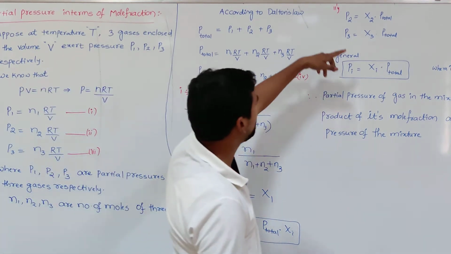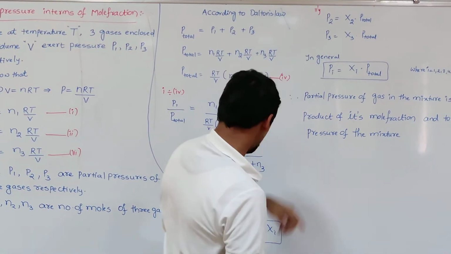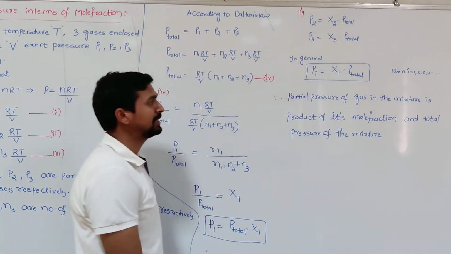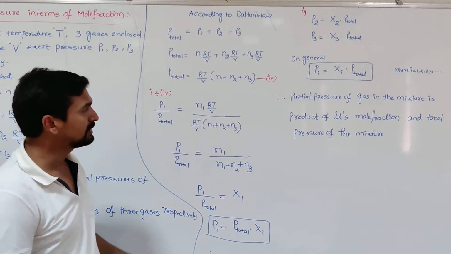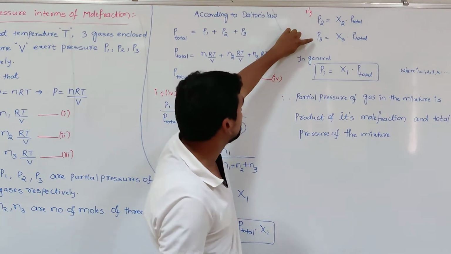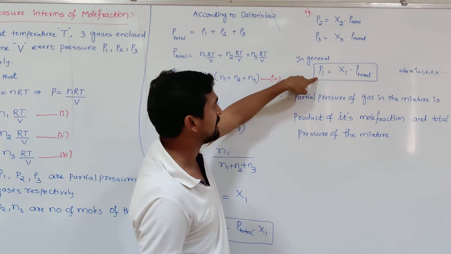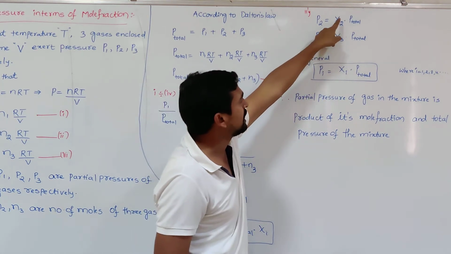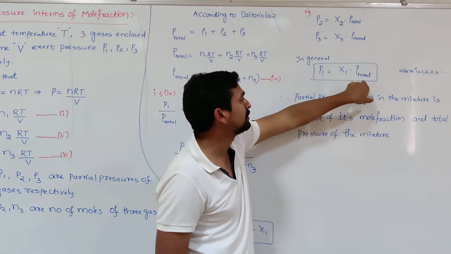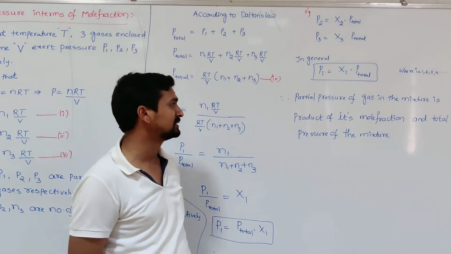Similarly, we can apply it for the second and third gases. P2 = X2 times P total, and P3 = X3 times P total. Like that, whatever the number of gases present, the generalization is: in place of P1, P2, P3, we can write Pi = Xi times P total, where i = 1, 2, 3, 4, whatever the number of gases there are.